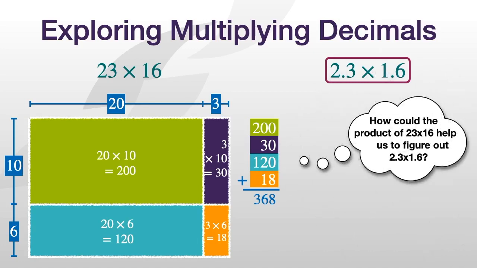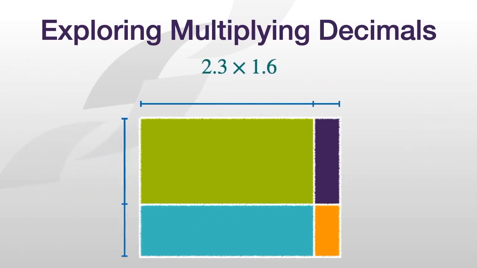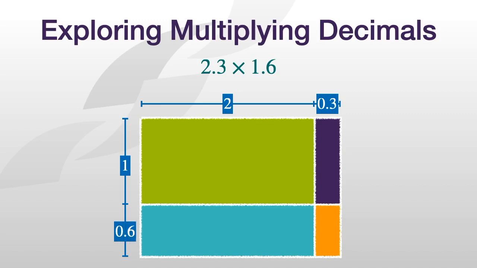How could the product of 23 and 16 help us to figure out 2 and 3/10 multiplied by 1 and 6/10? Let's partition these numbers into parts which are easier to multiply. One way of doing this is to use place value.